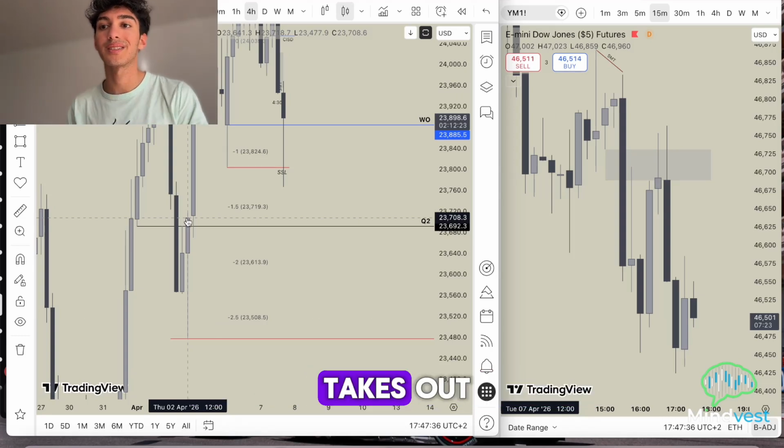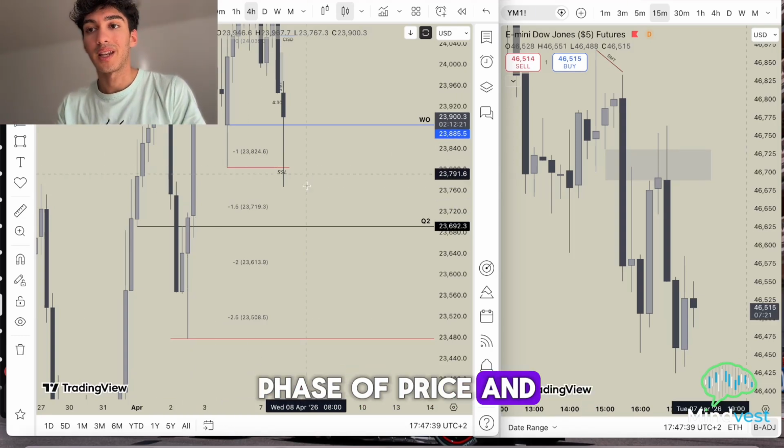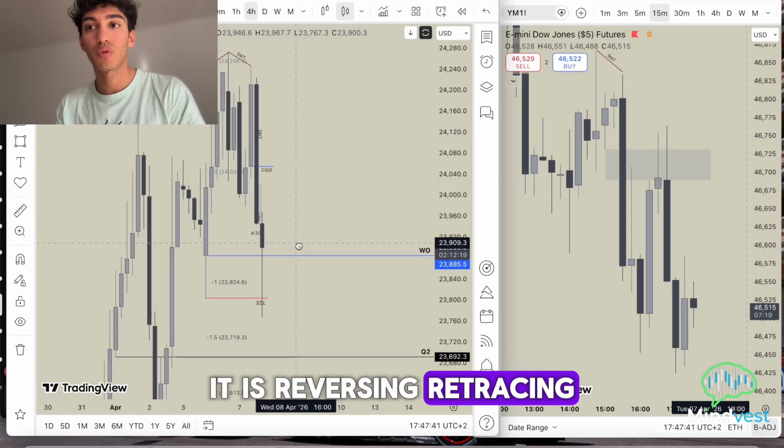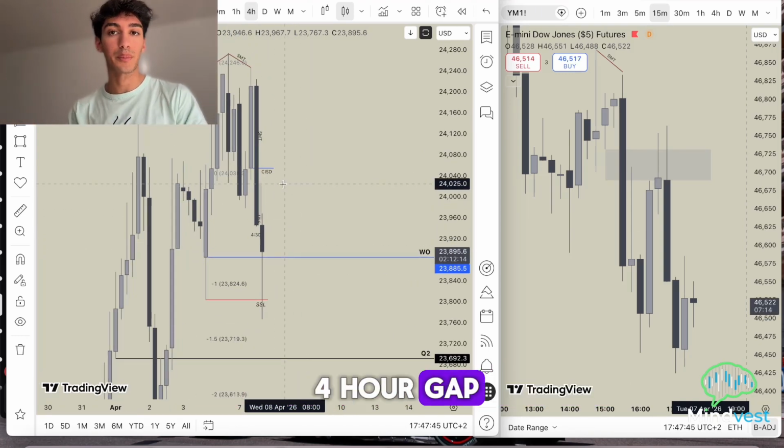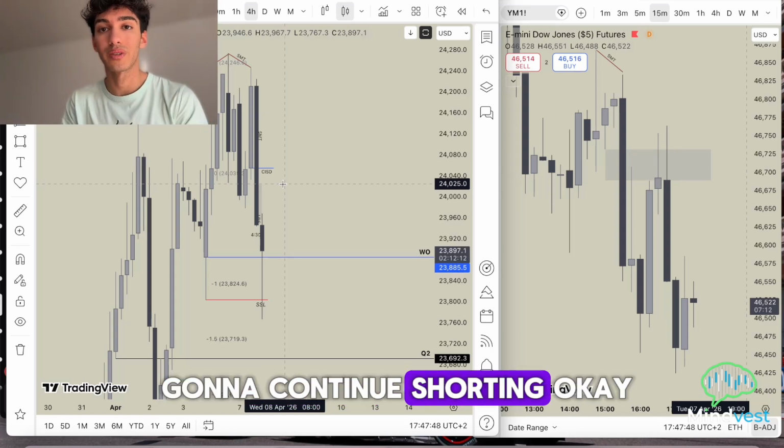So once price takes that out, you expect a new phase of price. And now that's what is happening. It is reversing, retracing, and we have a new 4-hour gap. So guess what? We get confirmation at that 4-hour gap. You best believe I'm going to continue shorting. Okay.